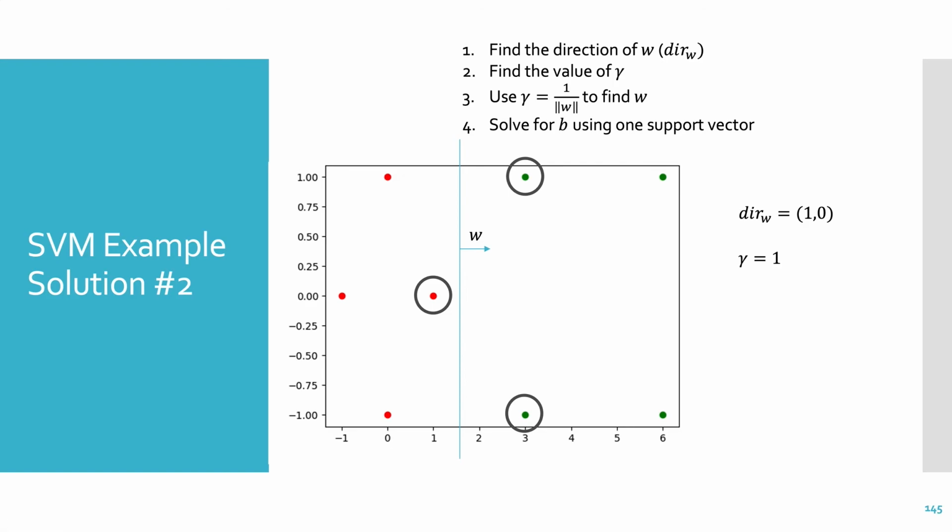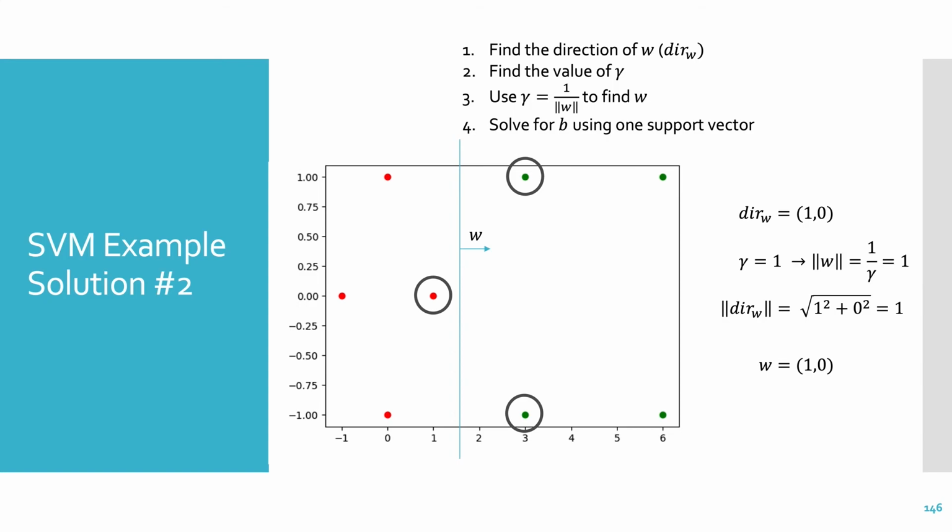So now we have the direction of W and gamma. We know that gamma equals 1 over the length of W. So that means that the length of W must be 1. Well, we need to take the direction of W and make it a unit vector, because when it's a unit vector, it has length 1. And when it has length 1, we can multiply it by the length of W and we'll get W. So we calculate the length of the direction of W and it ends up being 1. So it's already a unit vector, so I don't have to divide it by its length. But I do need to multiply the direction of W with the length of W, which is 1.